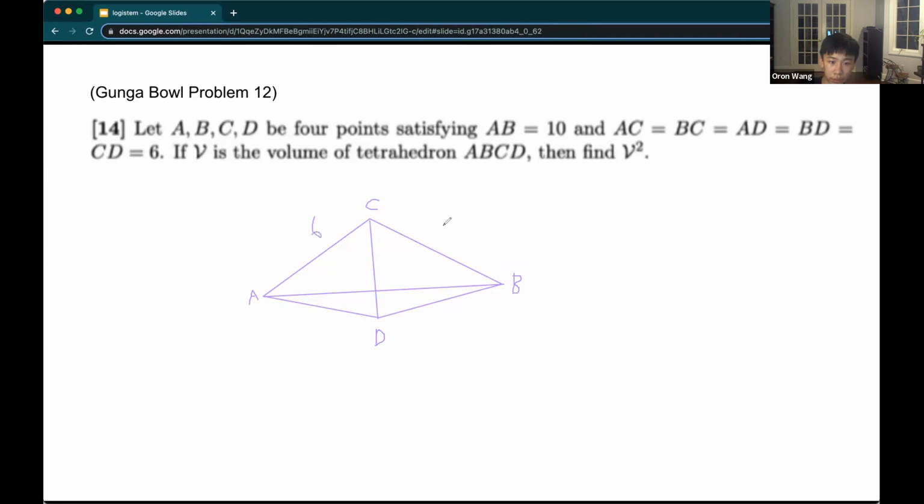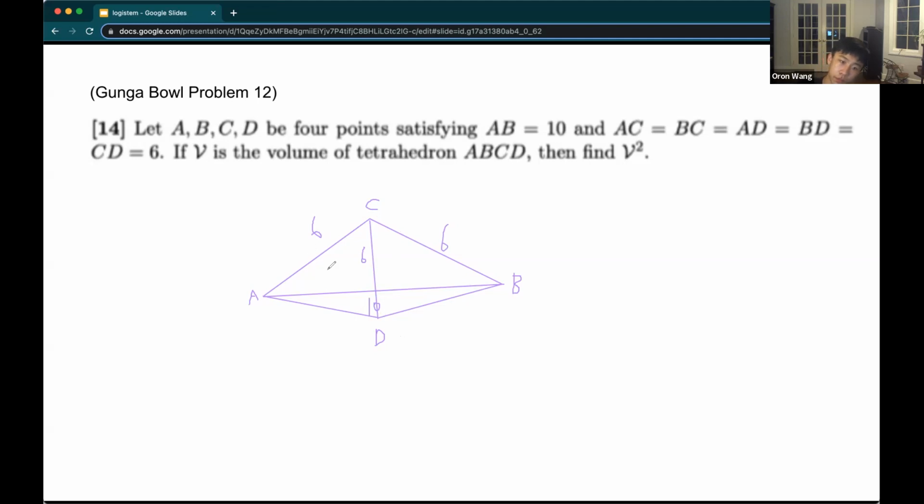So then triangle ABC has sides 6, 6, and 10. And what we notice is that point D is the same distance from each of these. It's all 6. And then this is a 3D problem. So if you think of it as a plane of triangle ABC along with point D, if you drop the altitude from D down to this plane ABC, you get another point.